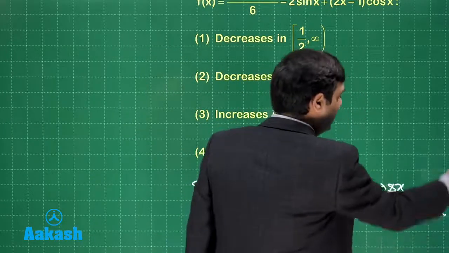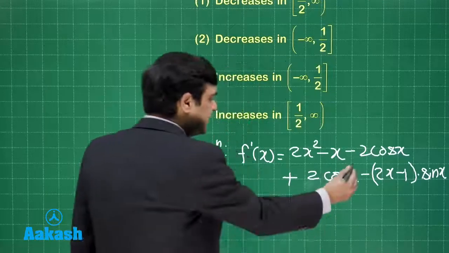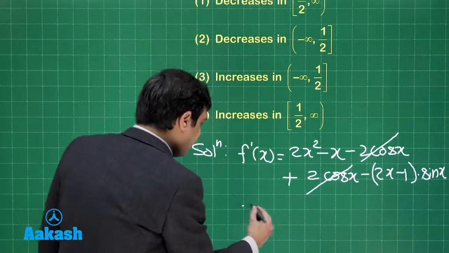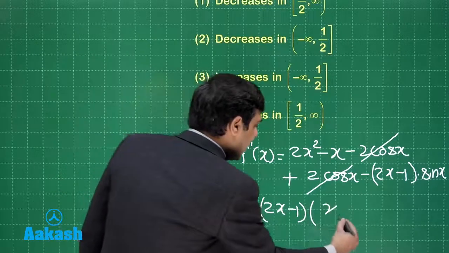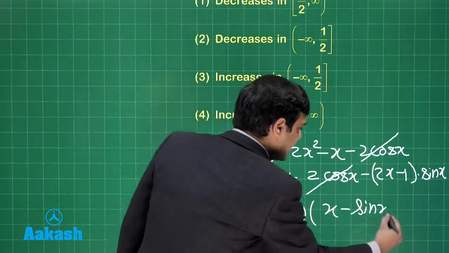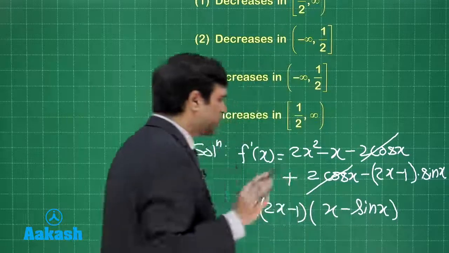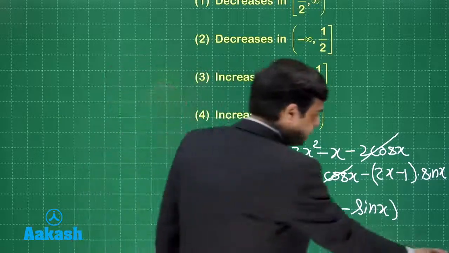I am sure this is clear. Alright. Now here we can see that 2 cos x is cancelled. This is 2x minus 1. If I take common, x minus sin x is left inside the bracket. Now let's go for some intelligent work at this stage.